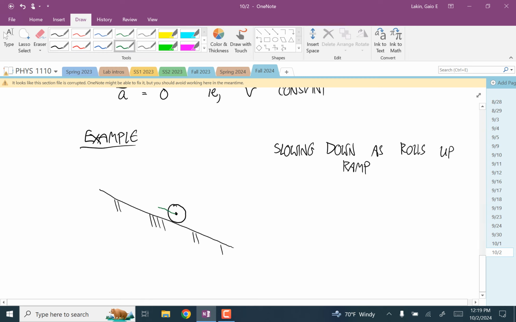The path is this. The velocity is tangent to the path in the direction of motion. So here's the velocity vector. It's slowing down. So is A parallel in the same or opposite direction of V? It's in the opposite direction. So here's A parallel.